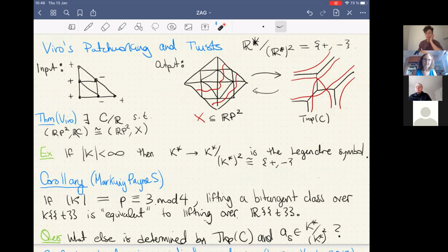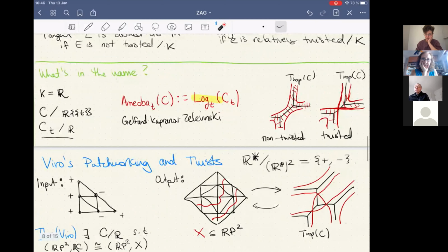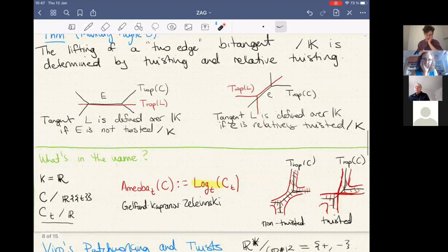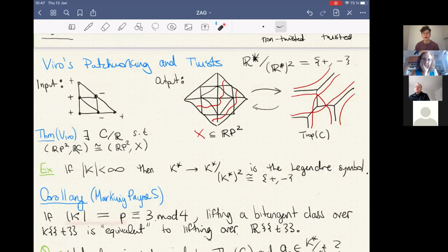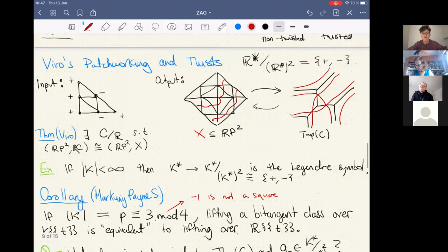And for example, in our lifting question for bitangents, one thing that's kind of nice that comes out of this theorem, and theorems that generalize not just to two-edge bitangents, is the following corollary: if we have the size of k being a prime which is congruent to 3 mod 4, this means that -1 is not a square, just like in the real numbers. Then the lifting of a bitangent class over the field of Puiseux series over that field is, quote unquote, equivalent to lifting over the reals.